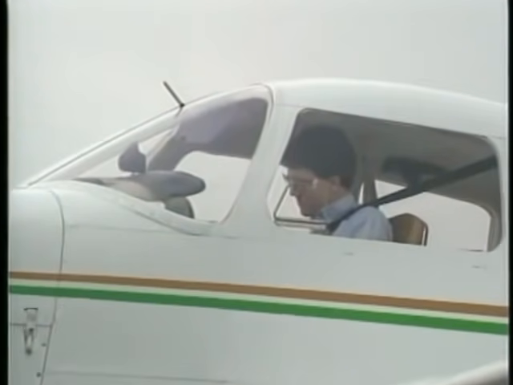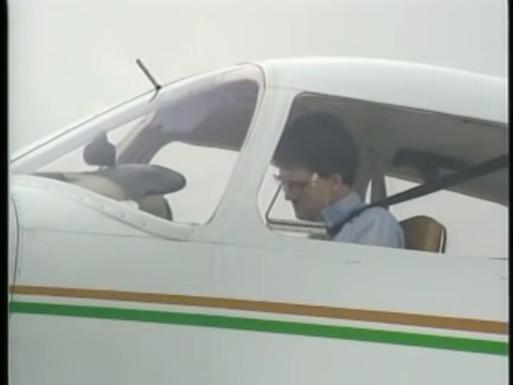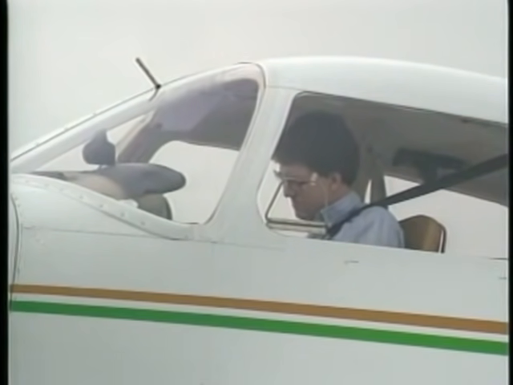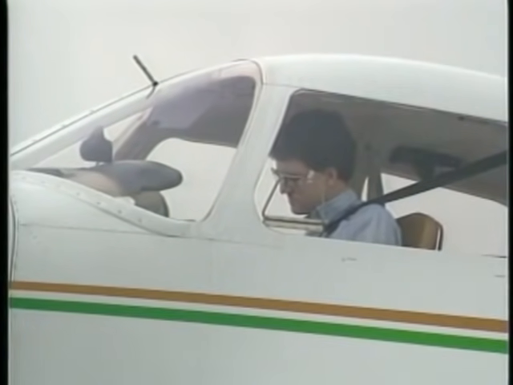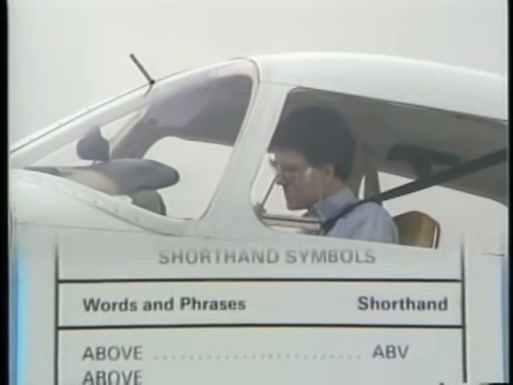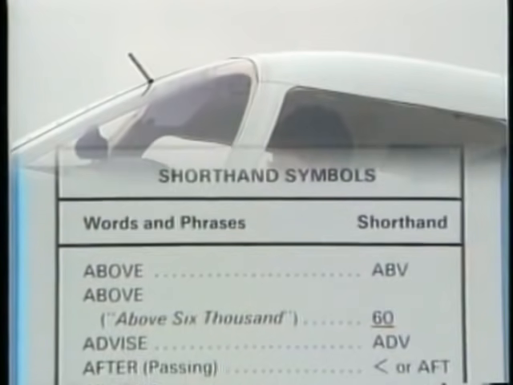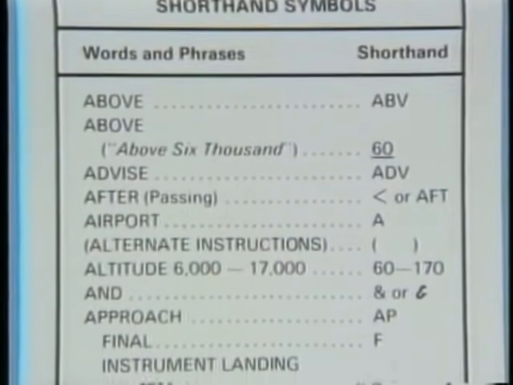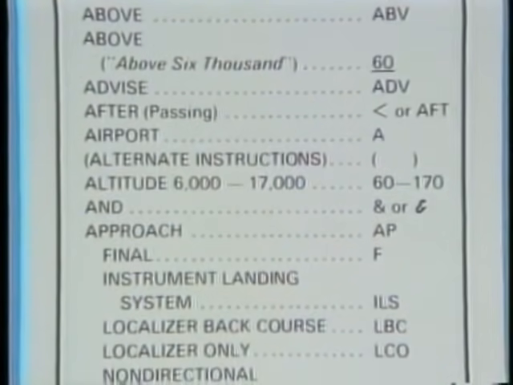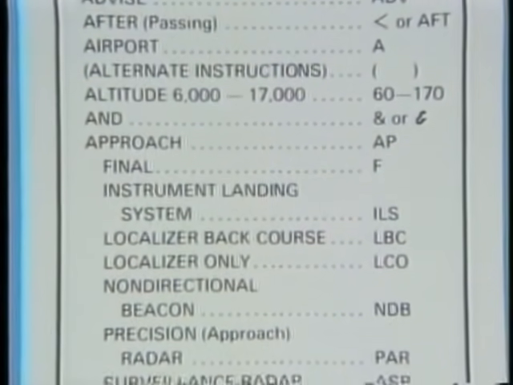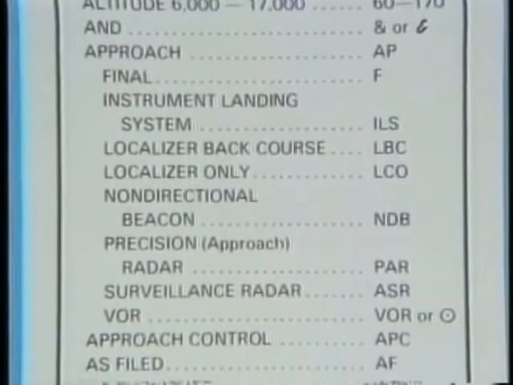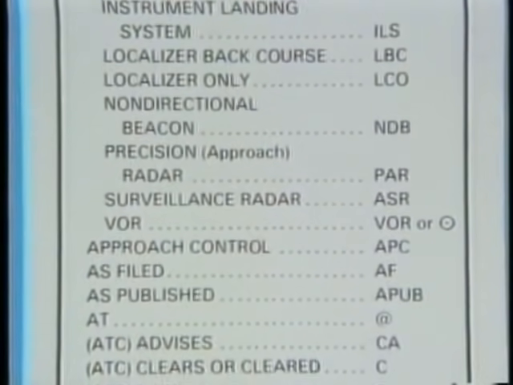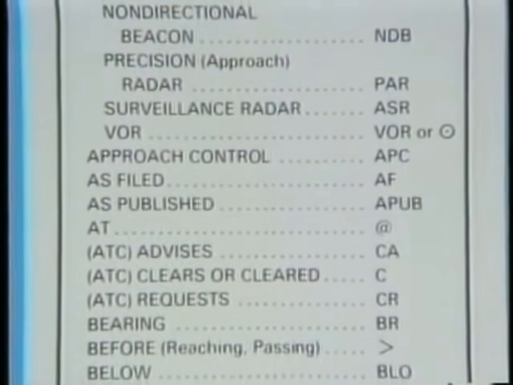To aid you in copying clearances quickly and accurately, clearance shorthand symbols have been devised for frequently used words or phrases. You'll find a complete listing of the symbols in Chapter 3 of your manual. You can use these symbols or devise your own. However, the test of any good shorthand is whether or not you can read and understand a clearance after it's no longer fresh in your mind. If you can, then you've developed a good system for taking shorthand.